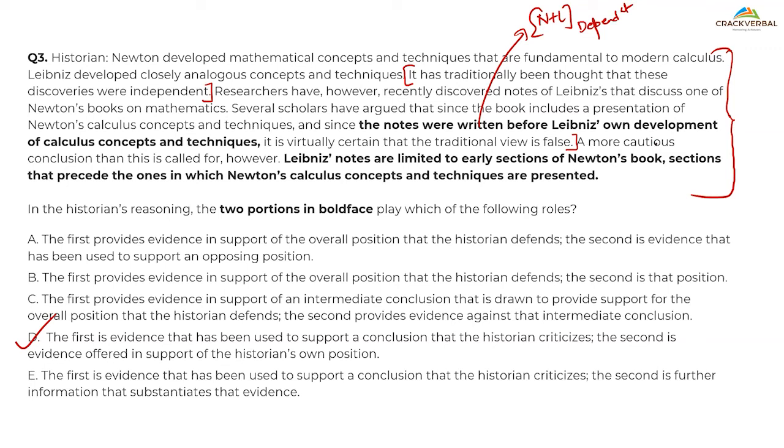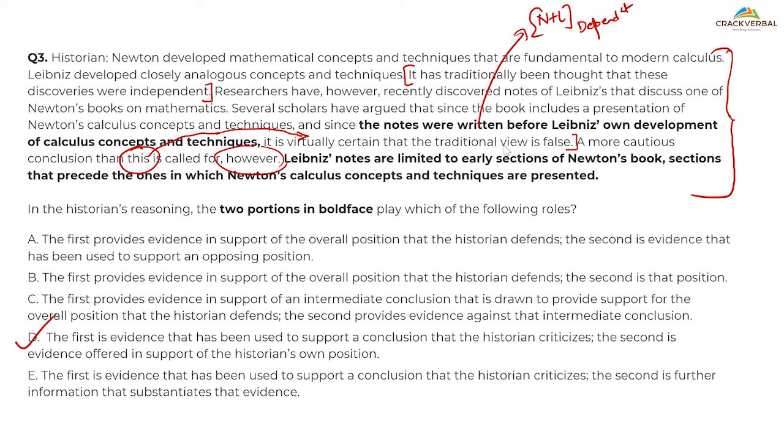A more cautious conclusion than this. So what is this? This is the previous one. A more cautious conclusion than this is called for, however. The challenge in this question was reading, the ability to pay attention to the shifts in the words. That was the only challenge here. So a more cautious conclusion than this is called for, however.